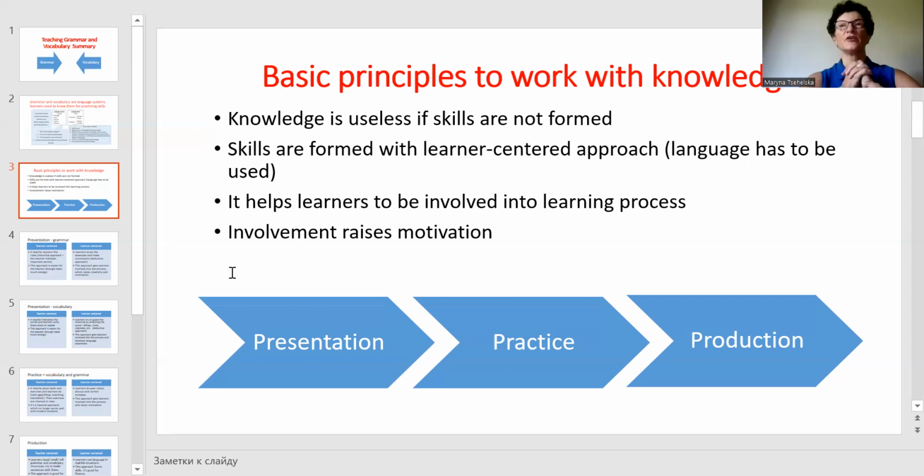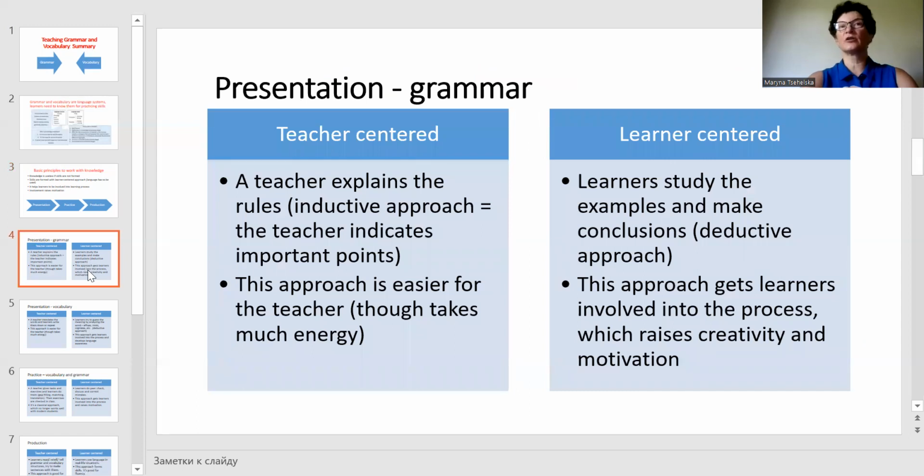So if you have time, or even if you don't have time, try to plan this way: presentation of knowledge, practice, and students' production. So when we talk about knowledge presentation, it is better to use a learner-centered approach, of course, but it may also depend upon the lesson and how you see your students.